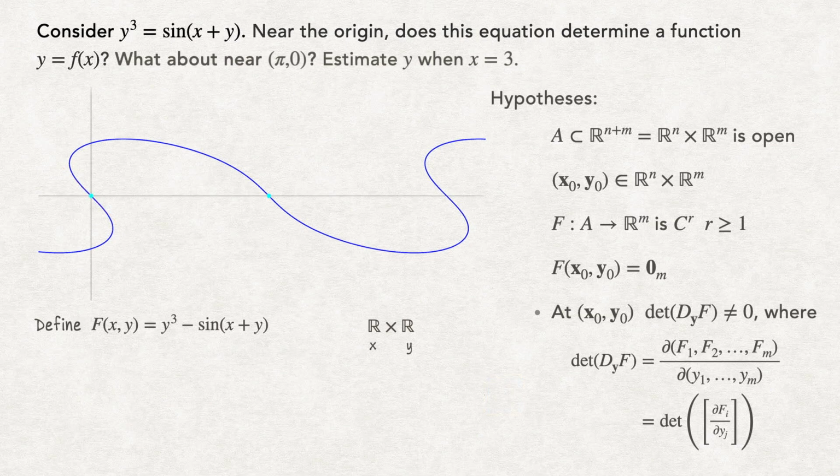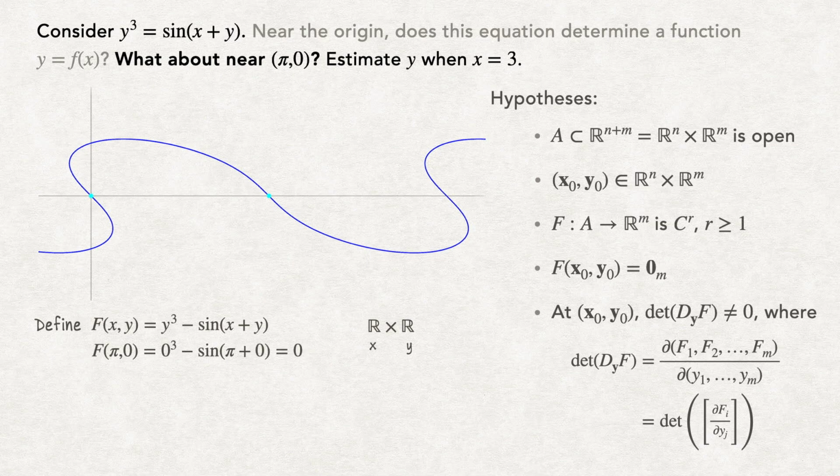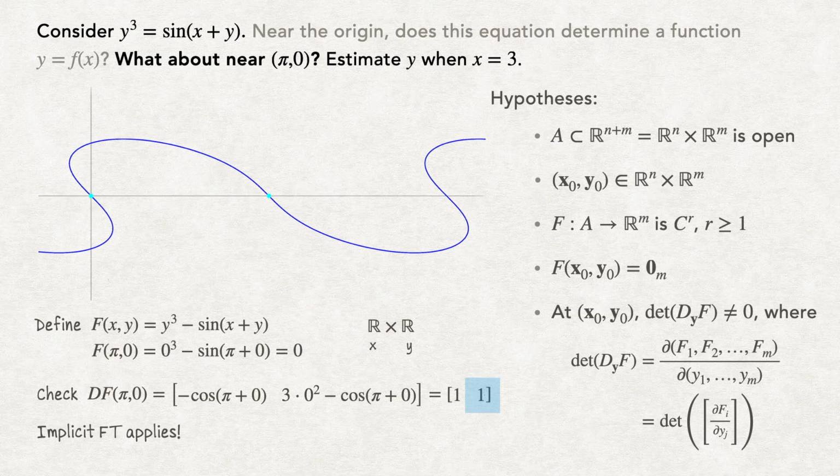Okay, let's look at the other point now. That's pi 0. That's the blue point I've highlighted just to the right. We're going to have the same function capital F sending us from R2 to R. Take a moment to check all of the other hypotheses. Okay, the first thing to check is just that your function capital F is doing the right thing, so when we plug in pi 0, we get sent to 0. Okay, so we did define the correct function. Now let's compute its Jacobian matrix and plug in pi 0. This time we get 1 and 1. Just like before, the column of interest is the second one. That is invertible, so once again, the implicit function theorem applies.